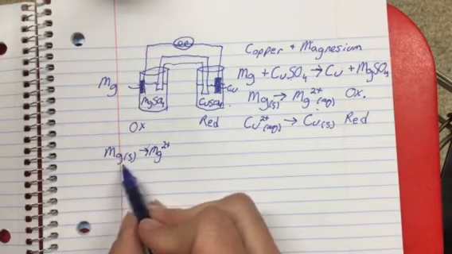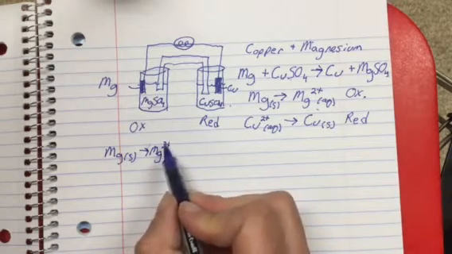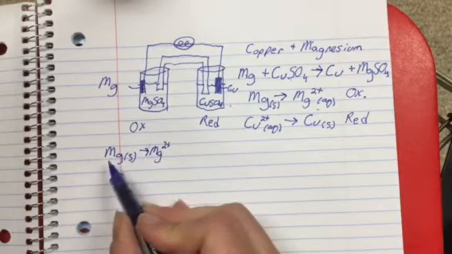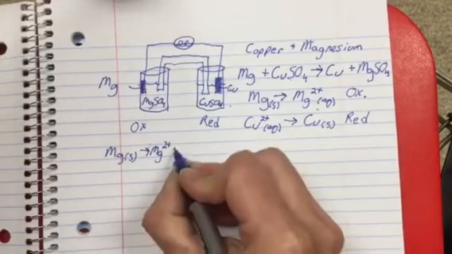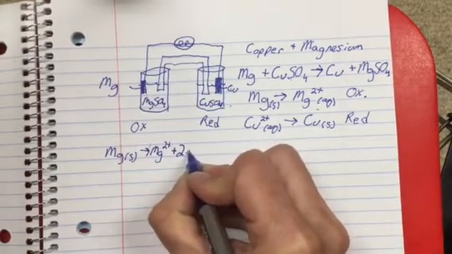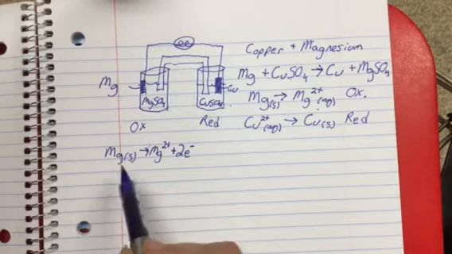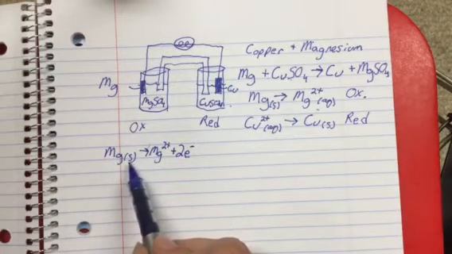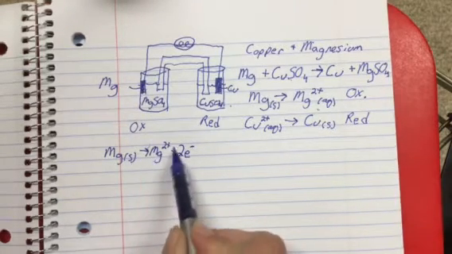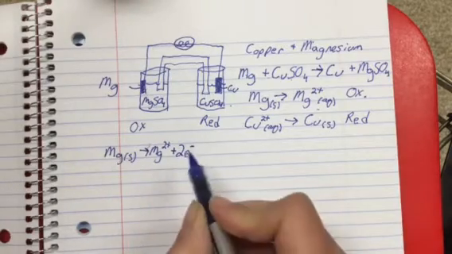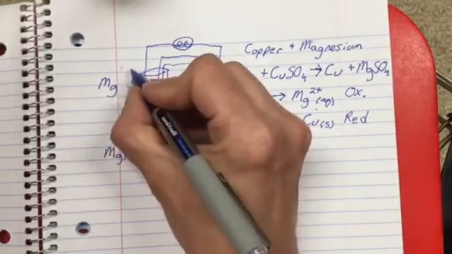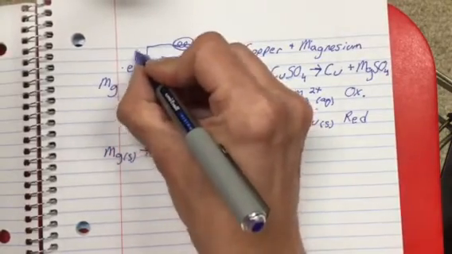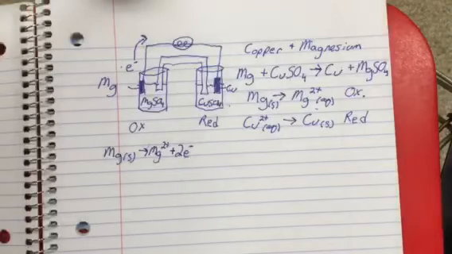So this solid magnesium here becomes magnesium 2+, but there's a positive charge on this side and 0 charge on that side. I need there to be 0 charge over here as well. So we're going to add 2 electrons. Now what this reaction means is I start with this magnesium and it releases this magnesium salt and it lets go of 2 electrons. So these 2 electrons are going to go up and over that wire. They're going to come out of that half cell.